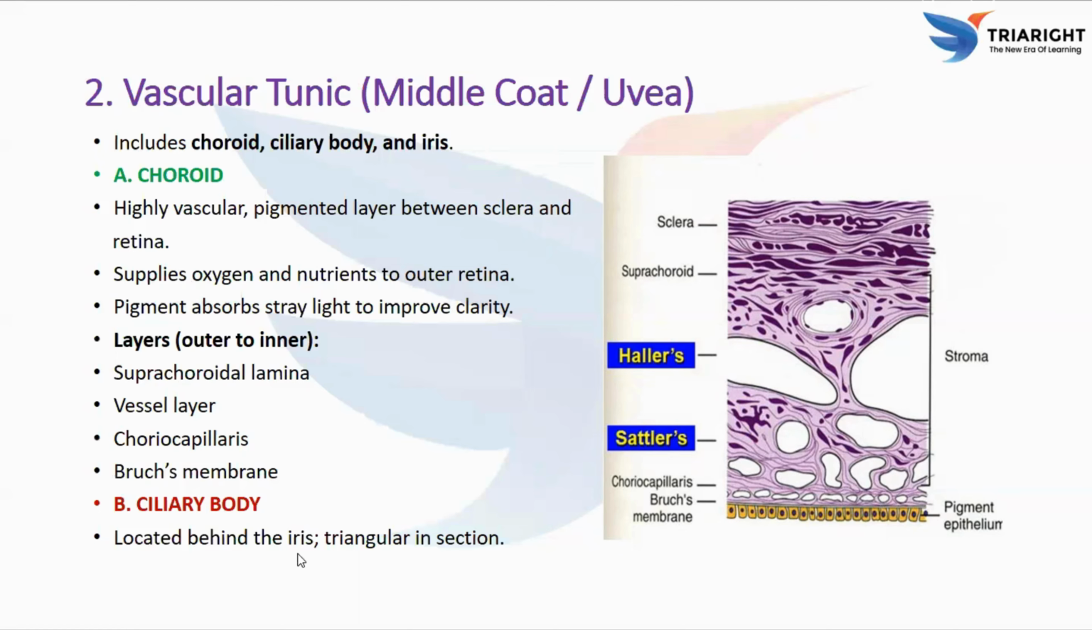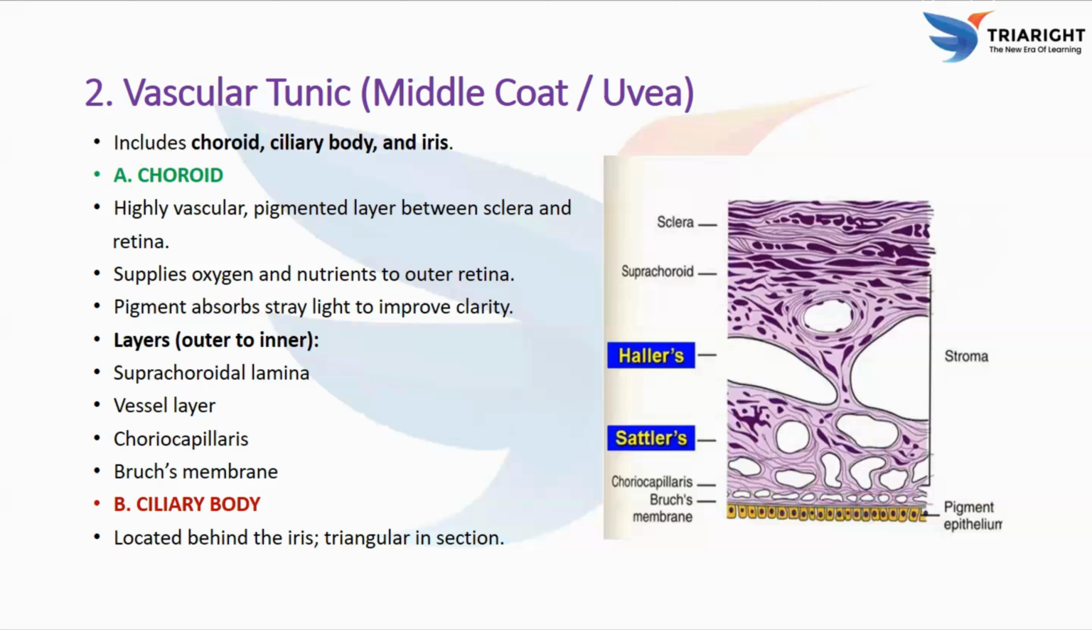So what is the choroid layer? It is a highly vascular pigmented layer which is located between the sclera outside and the retina inside. So this is rich in blood vessels and also the brown melanin pigment. So what are the functions of the choroid? It supplies oxygen and nutrients to the outer retina.